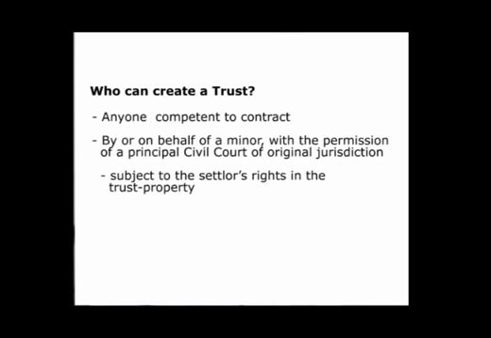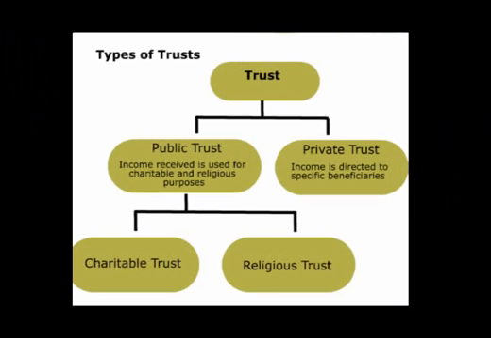So who can create a trust? Actually, anyone who is competent enough to contract can create a trust. In fact, it can be created on behalf of a minor as well, with the permission of a civil court. The different types of trusts are public trusts and private trusts. A public trust can be further subdivided into charitable trusts and religious trusts.